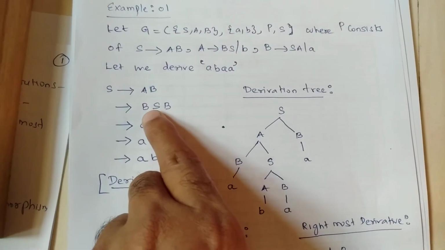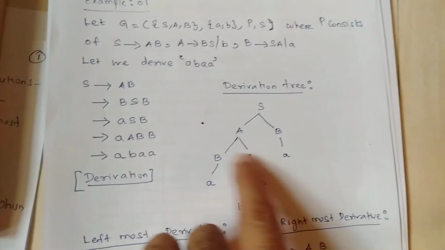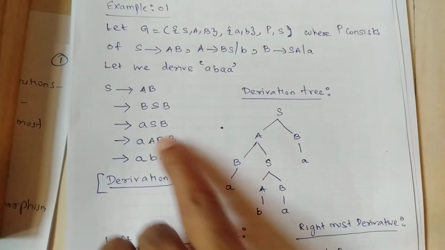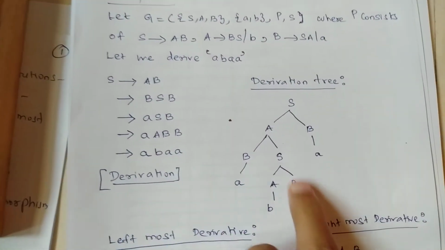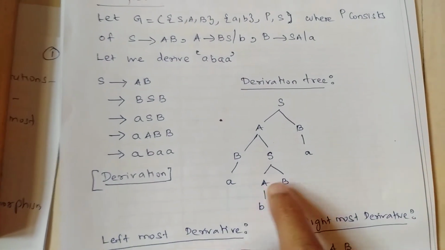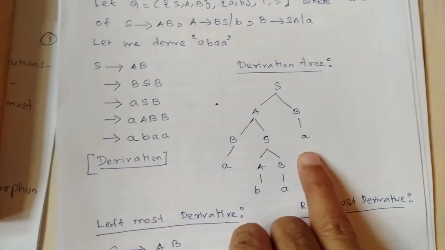Now that A has been replaced by BS, so A is replaced by BS. Then that B is replaced by A, and then S is replaced by AB. Now that A is replaced by B, B is replaced by A, and then B is replaced by A.